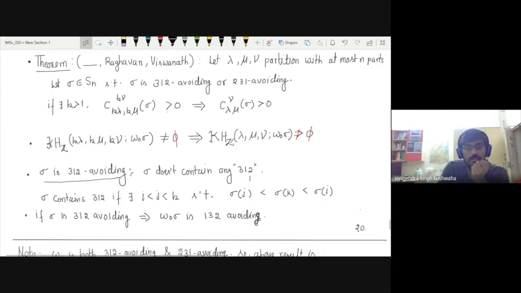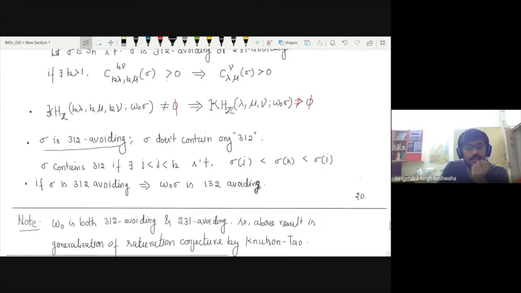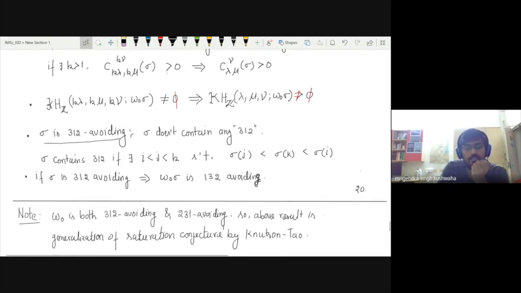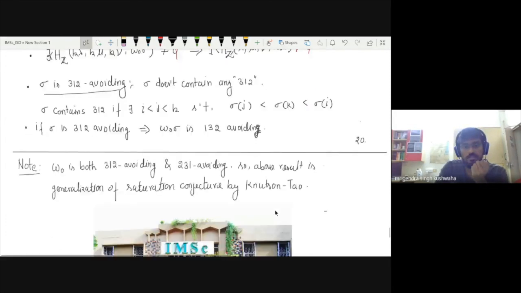In particular, for omega naught, we know that the refined Littlewood-Richardson coefficient is equal to the full Littlewood-Richardson coefficient. So omega naught is both 312 avoiding and 231 avoiding. So our result is just a generalization of the saturation conjecture proved by Knutson and Terence Tao. So that's my talk. Thank you.